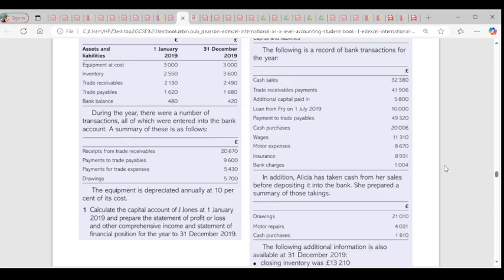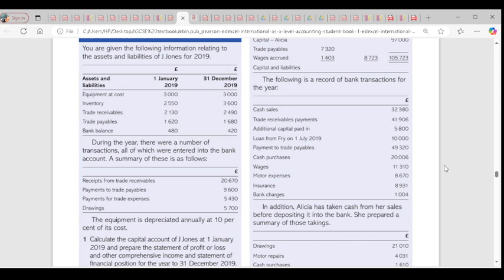For our trade payables control account, payments for trade payables are 9,600. During the year, you see it there. Payments 9,600 will be on the debit side. Then we have our balance. In your trade payables, your balance will be at the year end. So our balance for trade payables will be 1,680. Then on the credit side, you have the balance carried down, which is closing minus opening.